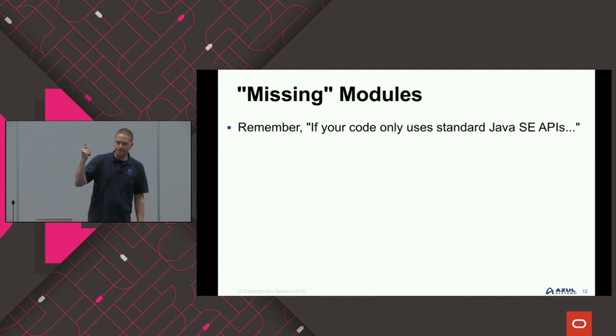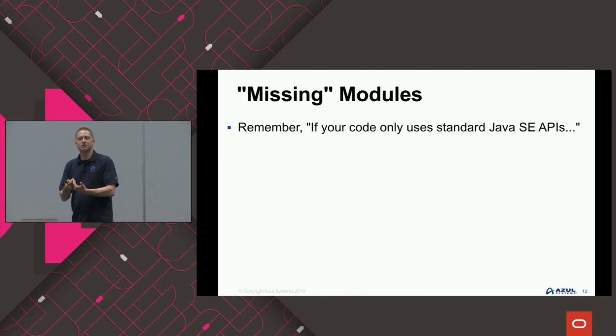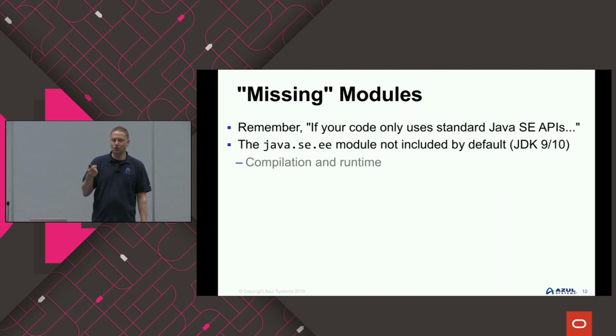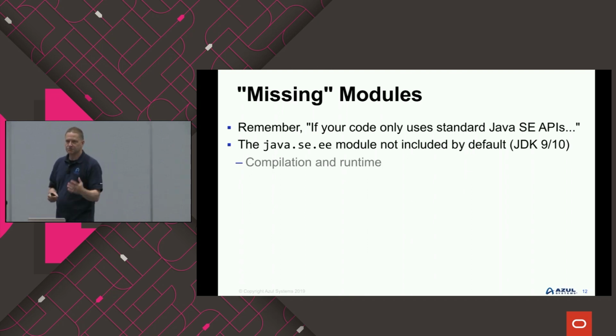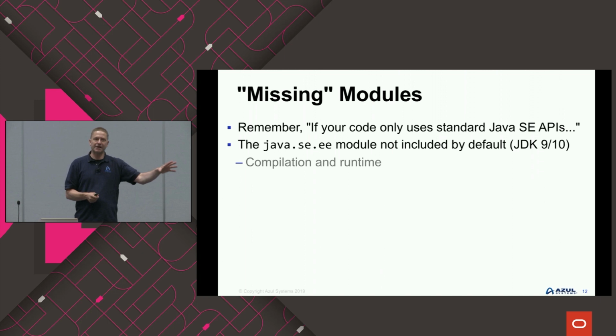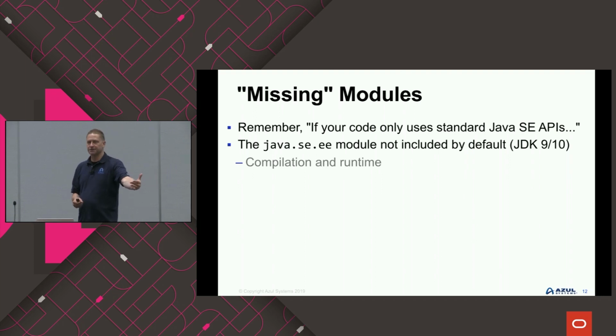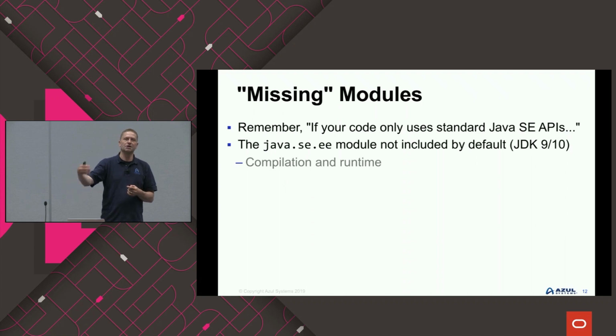Missing modules. Yeah, so if your code only uses Java SE APIs, this is the important thing. In JDK 9, the Java SE.EE aggregator module was effectively turned off. And this means that if you compile against any of the packages which are in the modules referenced by Java SE.EE, then when you compile, you will get errors because it won't be able to resolve those packages and the classes you need. Similarly, if you try and run an application which uses packages from those modules, you'll get a runtime error because it won't be able to resolve those things.